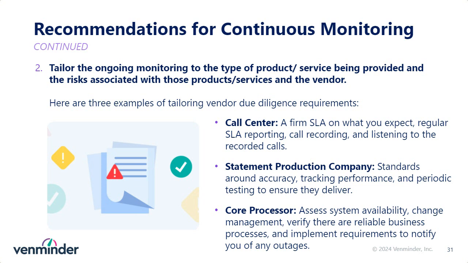Maybe it's a statements production company, and some standards around that you would want to be monitoring is around accuracy and tracking performance, and maybe periodic testing to ensure that the delivery dates are met. And then a third one is a core processor. And you certainly want to be monitoring and assessing system availability, maybe change management, verifying that business processes and implementation changes require notification to you.